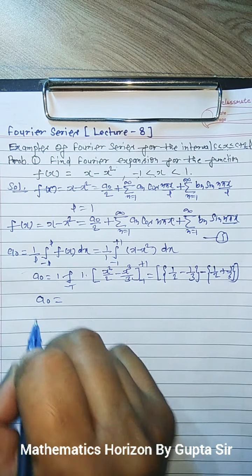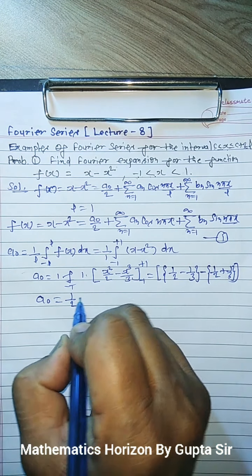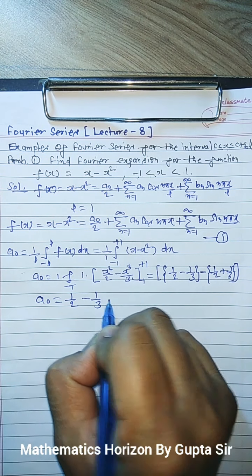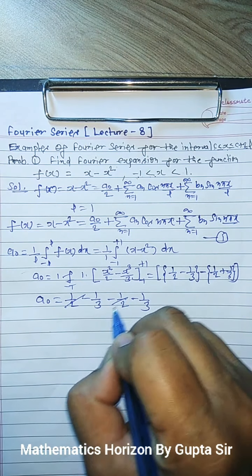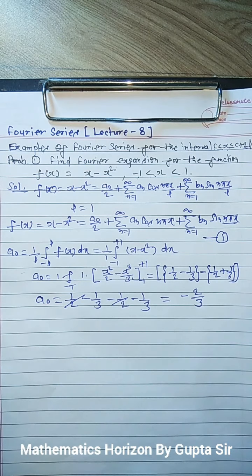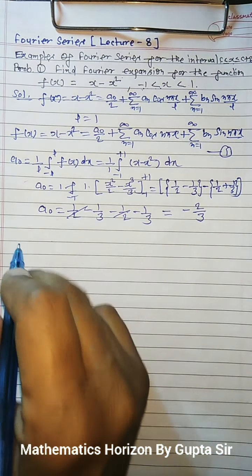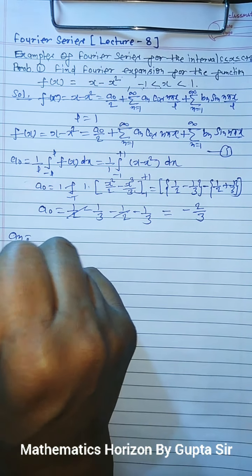That is, a0 equal to 1 by 2 minus 1 by 3 minus 1 by 2 minus 1 by 3. These two cancel out, which means a0 equal to minus 2 by 3. Now we find the next coefficient an. What is the formula for an?